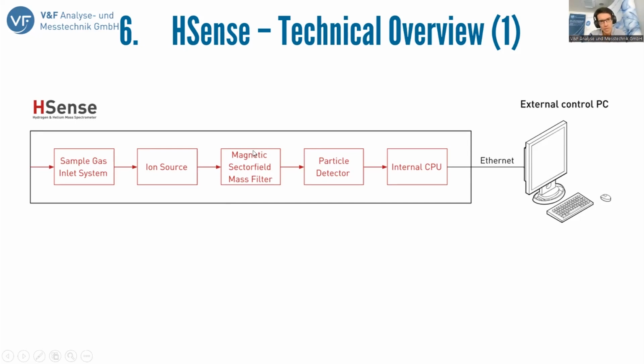And for that, in this instrument, we are using a so-called magnetic sector field, which is able to differentiate between ions of different masses. And once we have selected the mass for hydrogen, which is 2 atomic mass units, we need a particle detector in order to tell us how much hydrogen is actually in the sample. From this particle detector, we will get a signal, which is then worked on by the internal CPU, and then the software will display a concentration value for the amount of hydrogen that has been in the gas sample that we have analyzed.